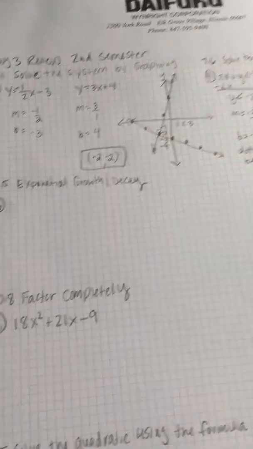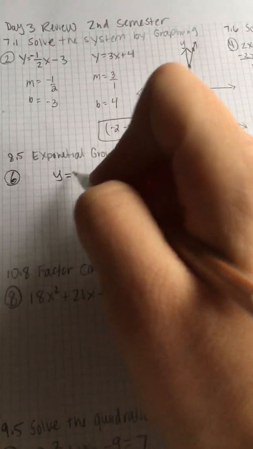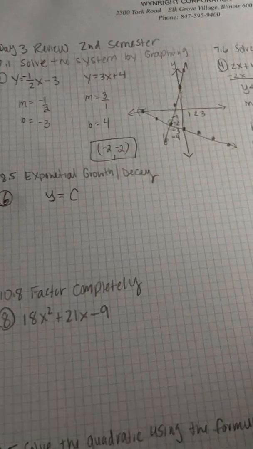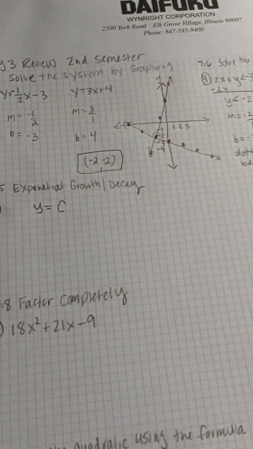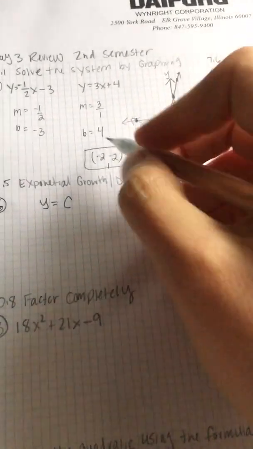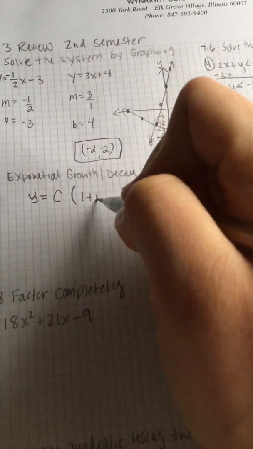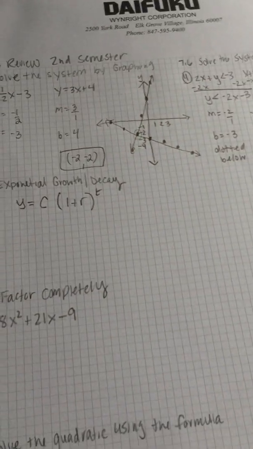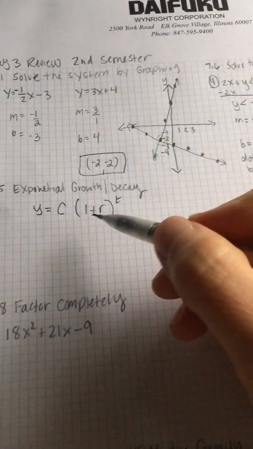Number 6 is about exponential growth and decay. Remember, the growth model said y equals c times the quantity of 1 plus your rate raised to the t. And the decay model had a subtraction.